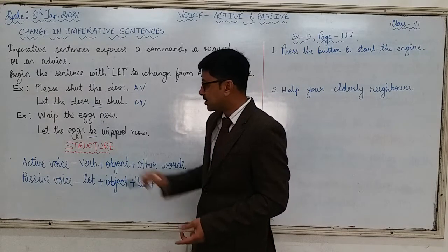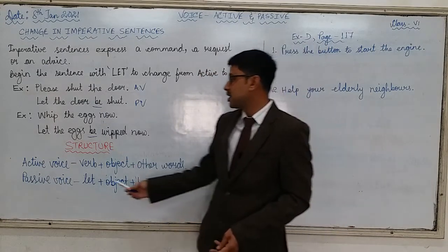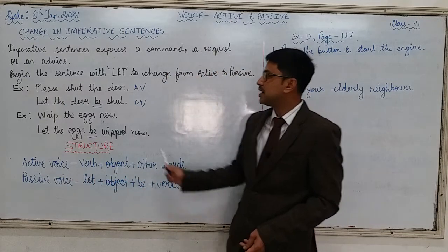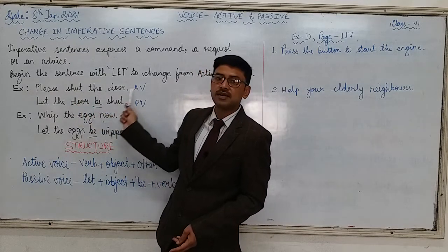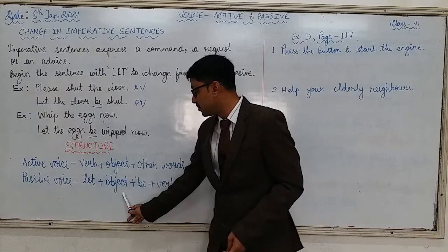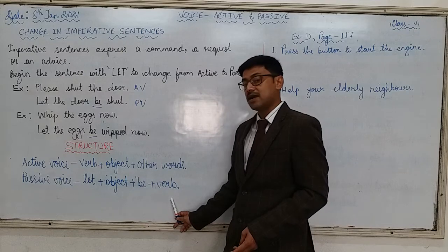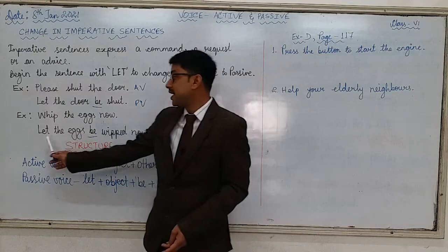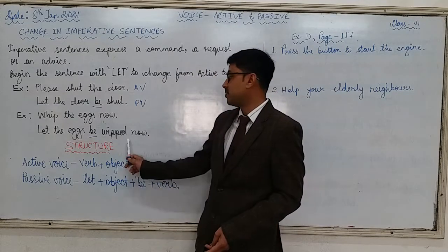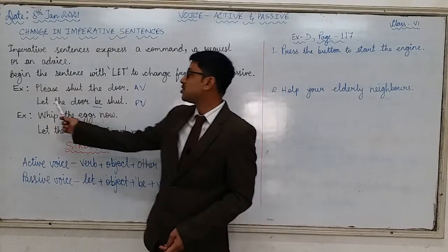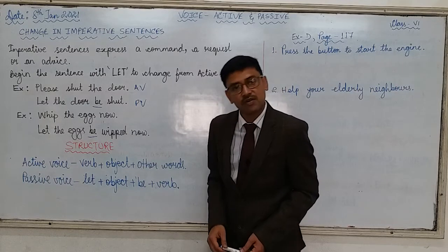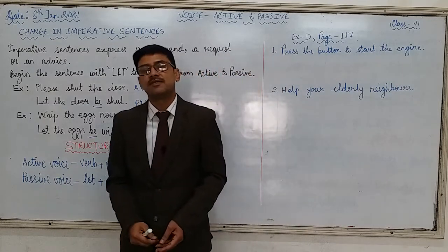Let us check the structure. In active voice, it is verb, then object and then other words. But for passive voice, it is let plus object plus be, and at last comes the verb. Let the eggs be whipped, the verb is coming at the end now. In this sentence also let has come, the door be shut. So the verb is the last part of the sentence when you change into a passive sentence.